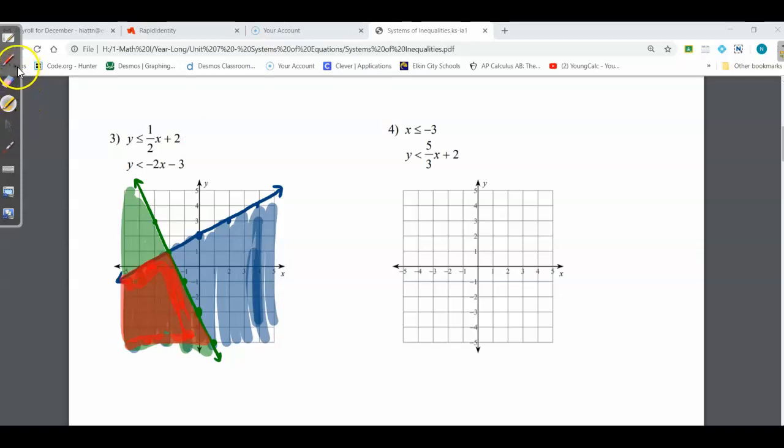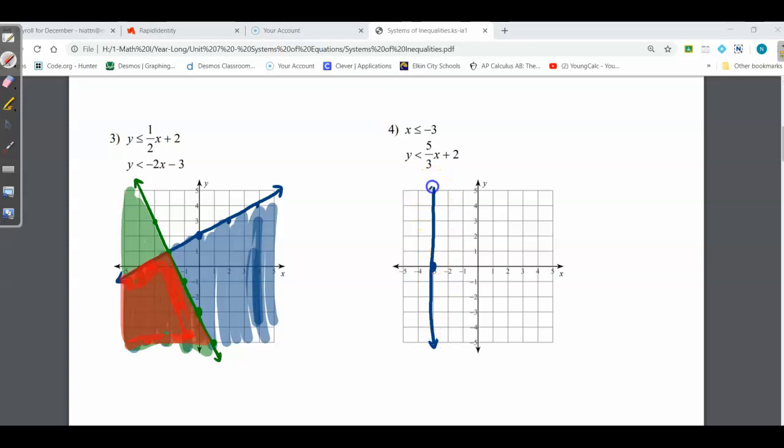Okay, let's look at number 4. For number 4, I've got x is less than or equal to negative 3. Remember, if you have x equals a number, that is a vertical line. So right here at negative 3, not positive, at negative 3 is where x equals negative 3. This is going to be a vertical line.